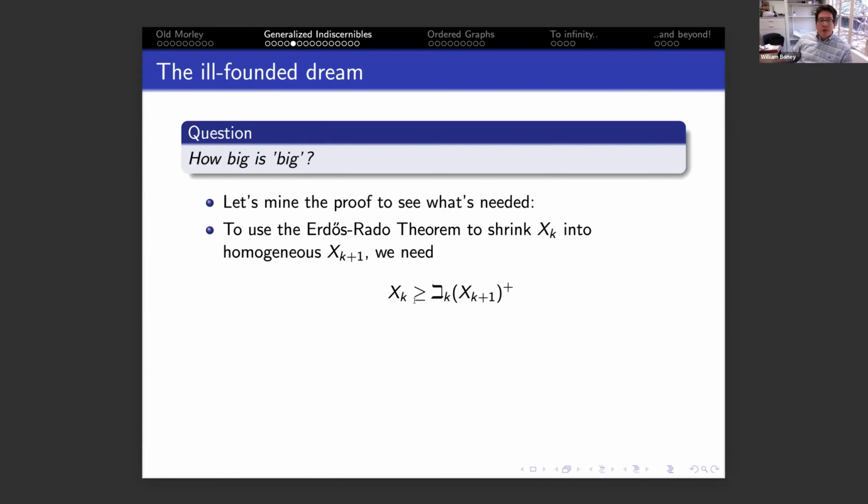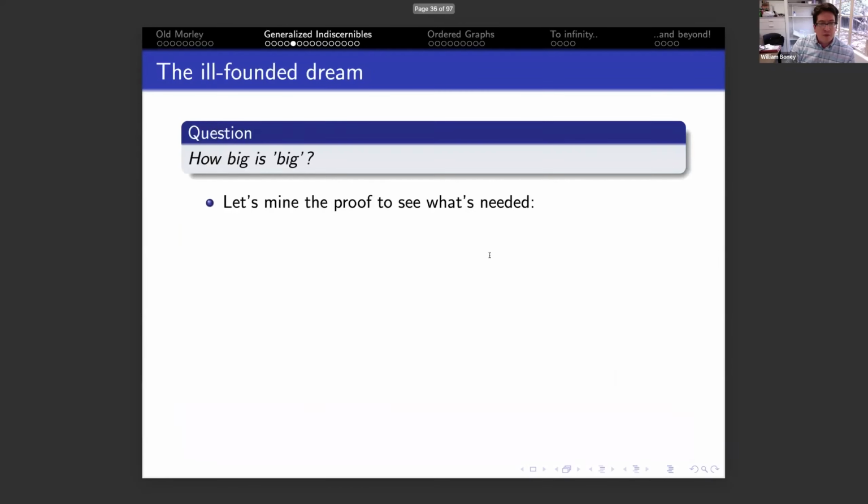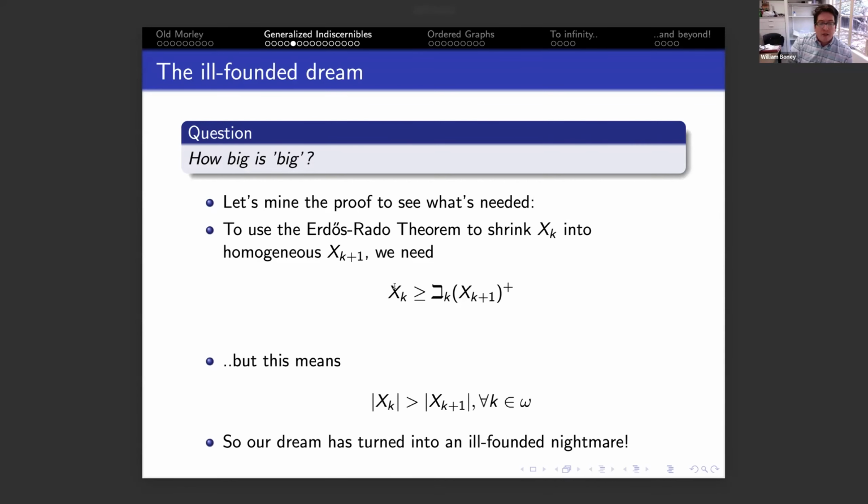X_{k+1}. So to apply the Erdős-Rado theorem for a k coloring, maybe I stated it, maybe my indices are off here. Yeah, my indices are off here. I mean, no, this is right, because you're doing k plus 1 tuples, so I need the size of X_k to be at least beth_k of the size of X_{k+1} plus. But this is bad because that means I take an infinite sequence of sets decreasing in size, and this is actually like an ill-founded set of cardinals, which I don't have to tell the set theory seminar that this is bad news.